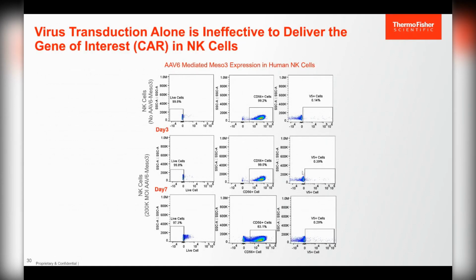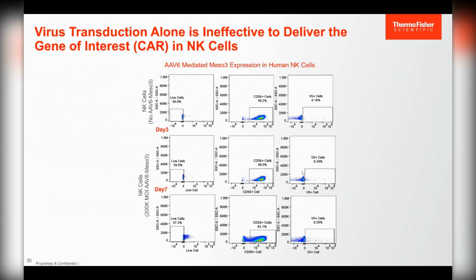So first, we try the viral transduction here. In the top panel, we have control cells, just NK cells with no virus. Most importantly, we use AAV6 having meso 3 single strand donor DNA. The top panel is NK cells without any virus, and we didn't see any transduction of AAV6.